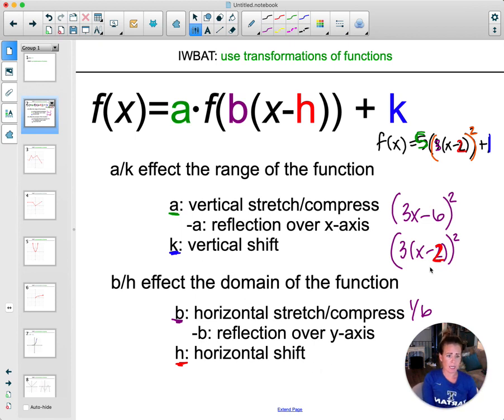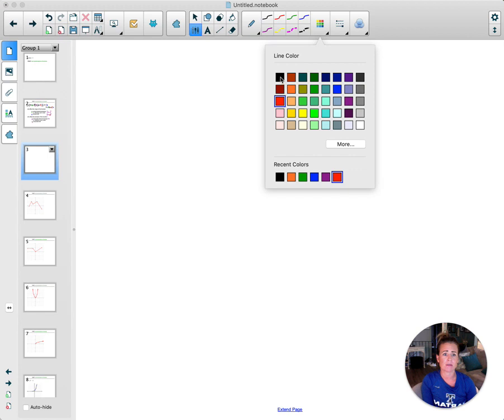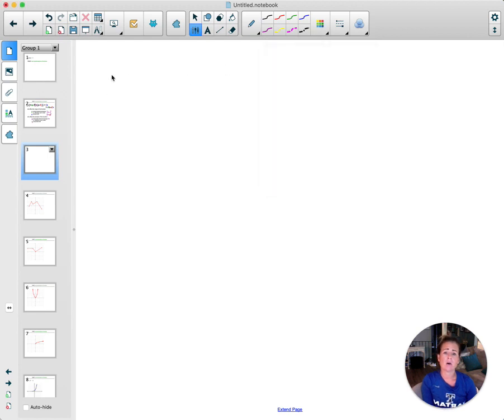Okay, so that value is actually 2. So that one's going to go to the right 2. Or if it said x plus 2 on the inside there, it would go to the left 2. So let me write out a couple examples just so that you can maybe understand that a little bit better. Again, it doesn't matter the function, so let me just give you some random ones.